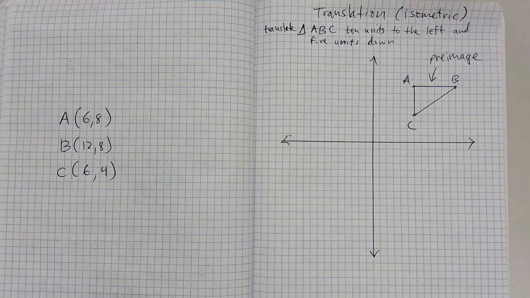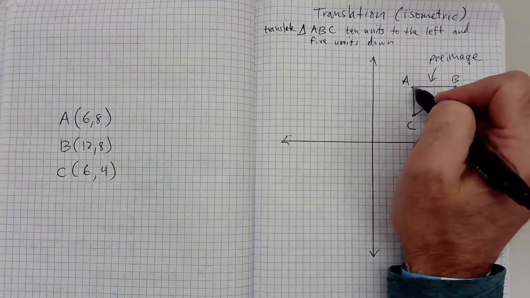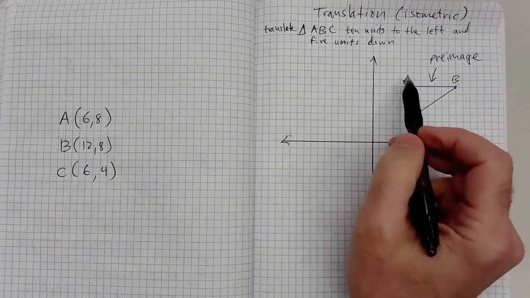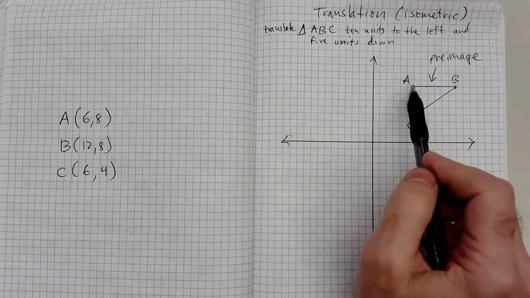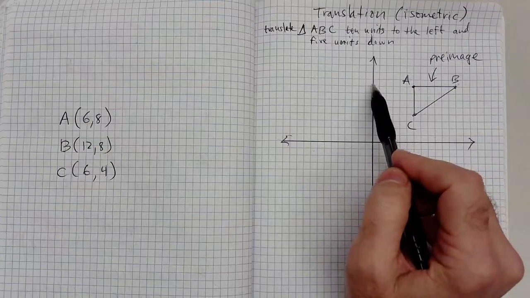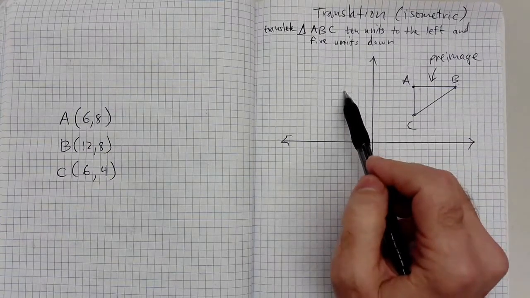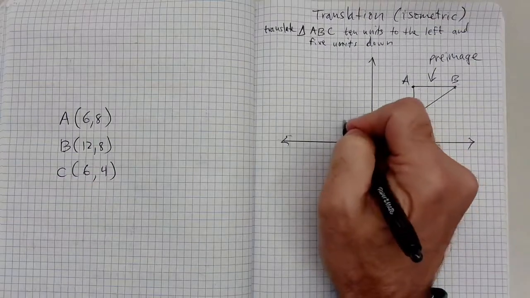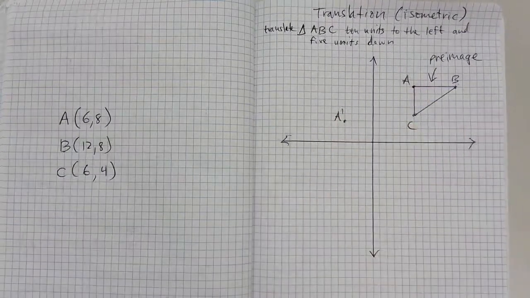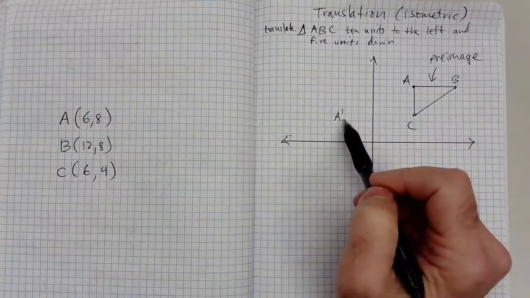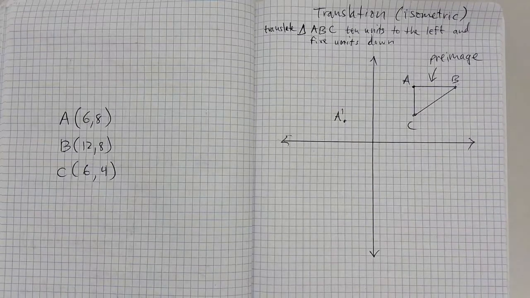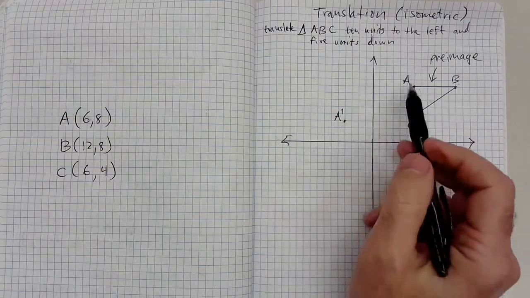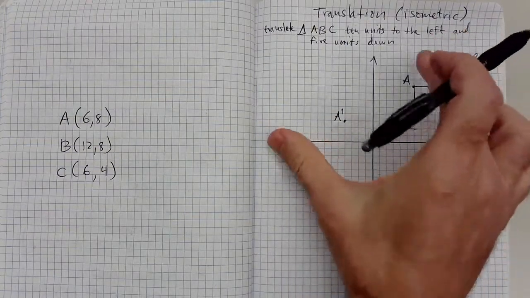So let's start with point A, which is right here. And let's move it 10 units to the left and 5 units down. So I'm just going to count. 1, 2, 3, 4, 5, 6, 7, 8, 9, 10. And then 1, 2, 3, 4, 5. And I'm going to put that point there, and I'm going to call it A prime. Okay, so I'm going to double check. I went 10 units to the left, 5 units down, and I call that point A prime, because A prime corresponds with point A, right? They match up, they go together.